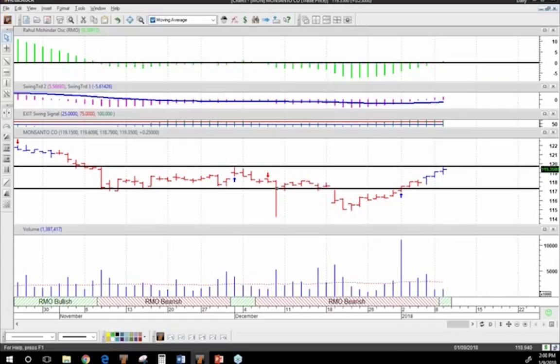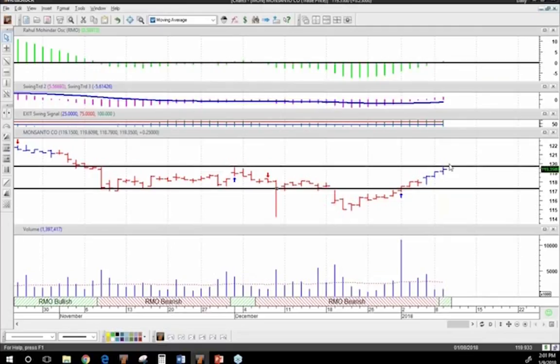So now what we're waiting for is, Rahul likes an additional confirmation that this thing is going to start to go up. The way he does that is he wants it to penetrate this bar's high. So if tomorrow or the next day or the day after that it comes up and trades above this line that we've drawn in the chart, we're going to go long as close to that line as we can.